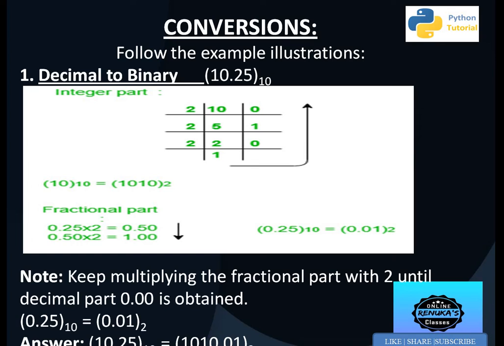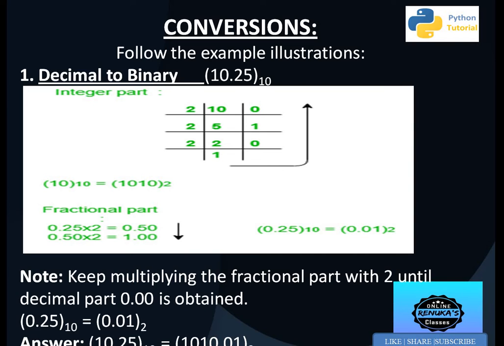So let's start. The first conversion is converting a fractional decimal number to a binary number, and let's take the example 10.25. This is the decimal number. We have to convert it into binary. As we discussed earlier, to convert a decimal number to binary we divide by 2, because the base is binary, meaning 2.